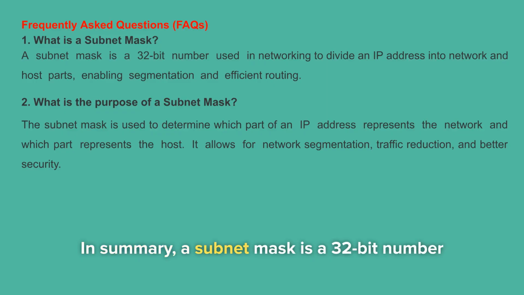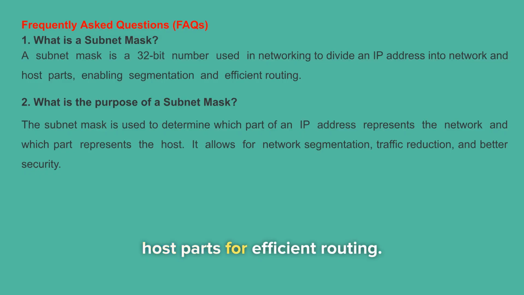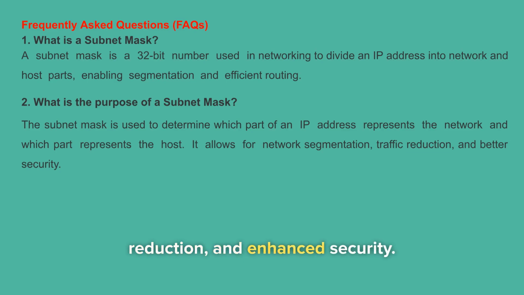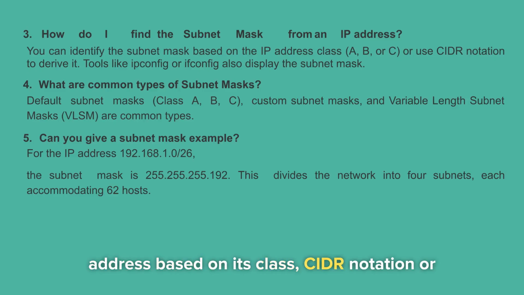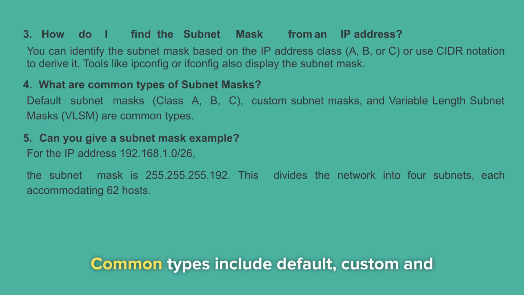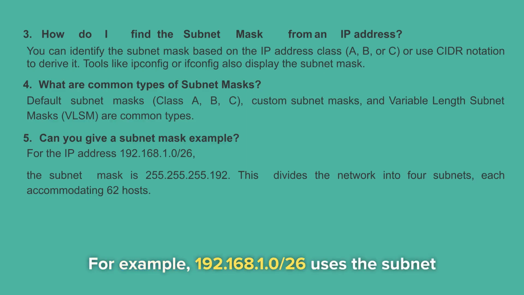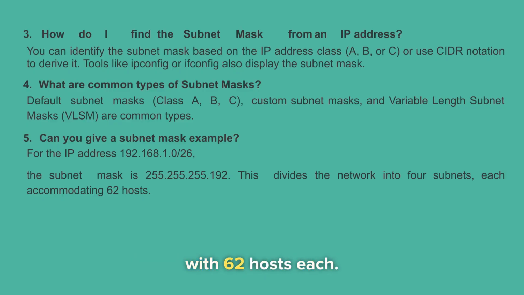In summary, a subnet mask is a 32-bit number that divides an IP address into network and host parts for efficient routing. Its purpose is network segmentation, traffic reduction, and enhanced security. You can find the subnet mask from an IP address based on its class, CIDR notation, or with network tools. Common types include default, custom, and VLSM masks. For example, 192.168.1.0/26 uses the subnet mask 255.255.255.192 to create 4 subnets with 62 hosts each.